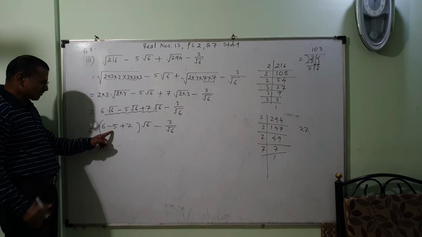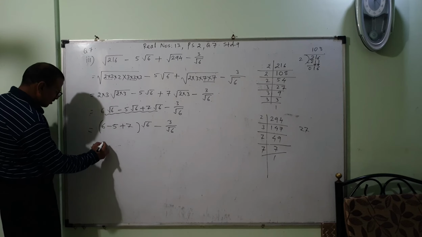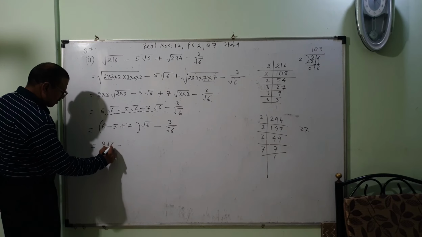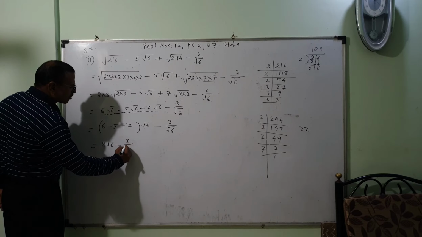So this 6 minus 5 is 1. 1 plus 7 is 8. So 8 root 6 minus 3 upon root 6.